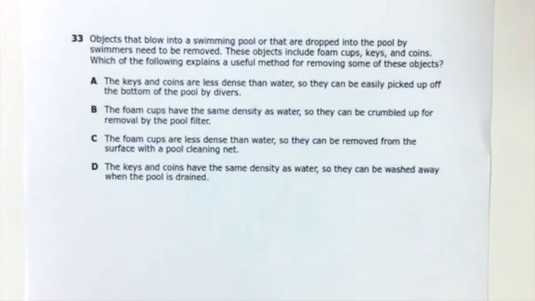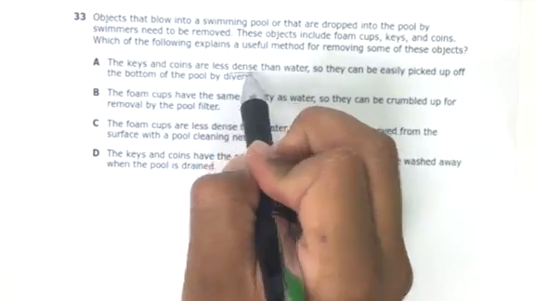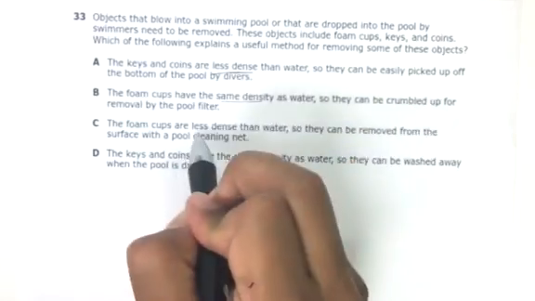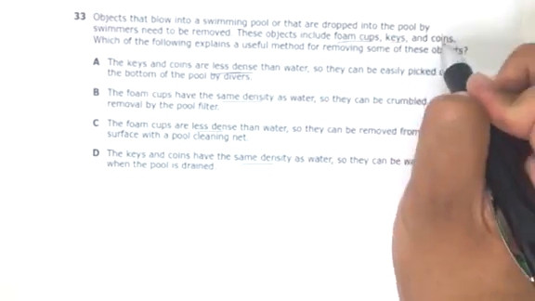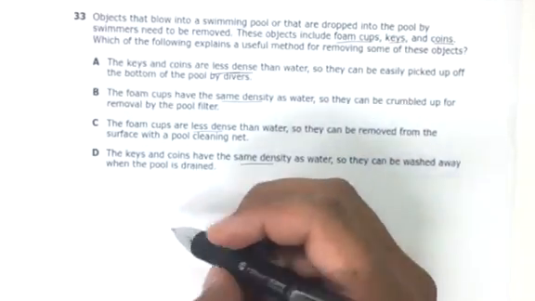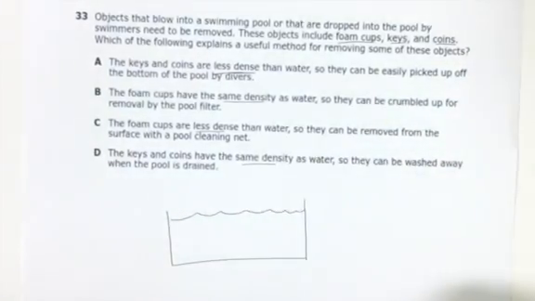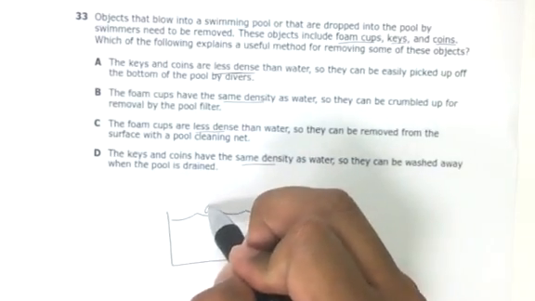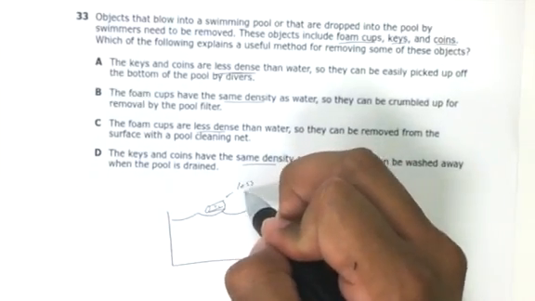In this question, they're asking for a method to remove cups, keys, and coins from a swimming pool. When looking at the answer choices, I noticed right away that we're talking about density. We have less dense, same density, less dense, and same density as water. I'm looking at foam cups, keys, and coins specifically. Now, an option I can use, just like from the QCE model, is to draw a picture. In the diagram, I can illustrate the foam cups, keys and coins in relation to their relative density to water.